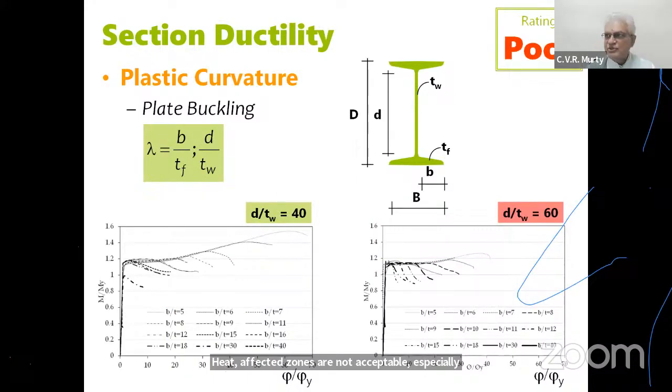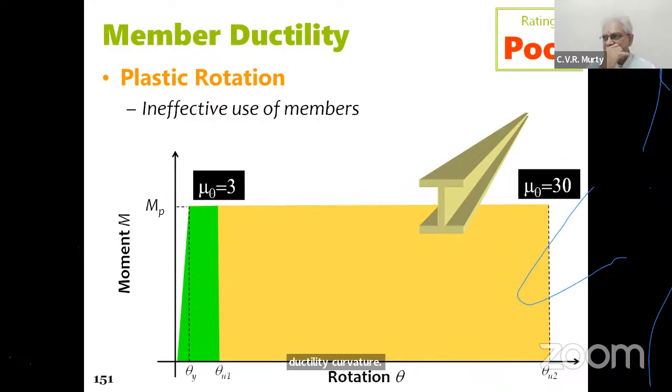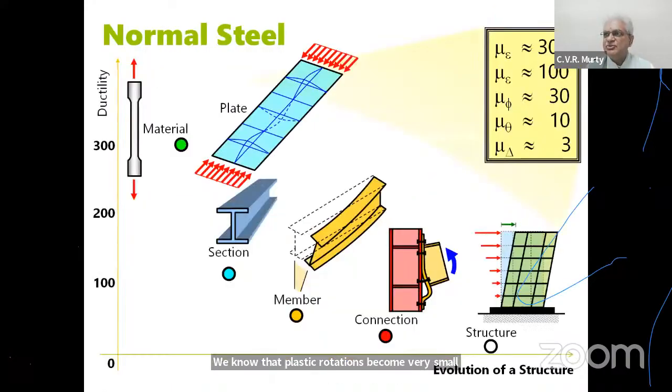Plastic curvatures, you will notice that if you use very slender sections, if you want to economize and use slender sections, you are actually not giving us much ductility, curvature ductility, right? We know that plastic rotations become very small if we have sections that do not stay compact for different conditions. So when you have normal steel, we have ductility at the material level 300, at a plate level or a section level 100, at curvature member level 30, plastic rotation of the connections, if you come into that, 10, and finally displacement ductility of the structure will bring it down to 3.